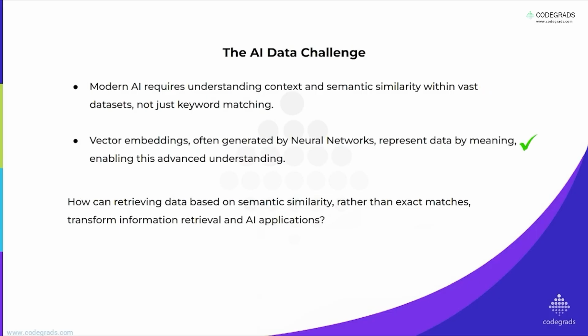Now, the second point is vector embeddings, often generated by a neural network, represent data by meaning, enabling this advanced understanding. Now, what is a vector embedding? Whenever we convert words into numerical format, it is called an embedding, and these embeddings are often called vectors, and they are generated while we are working in the neural network. So they represent the data by meaning, which is required by modern AI.